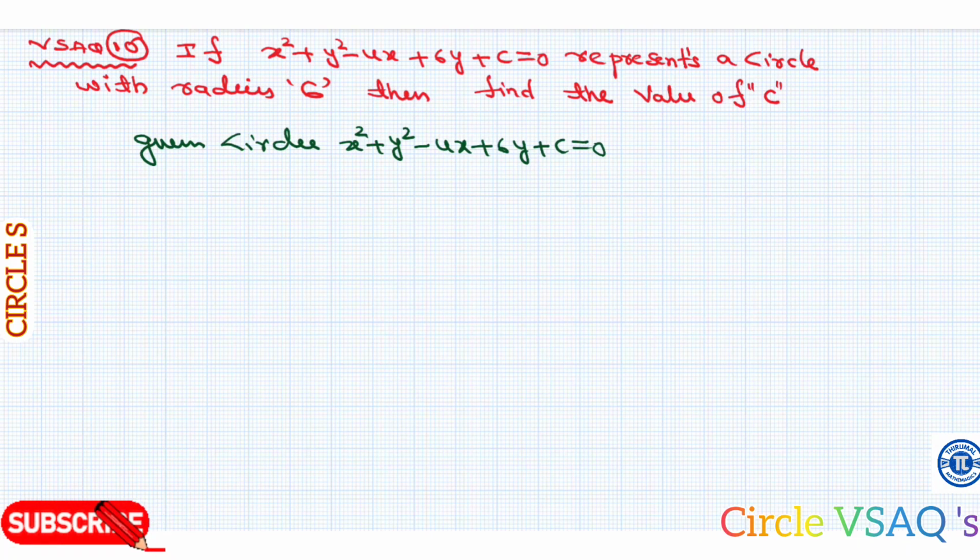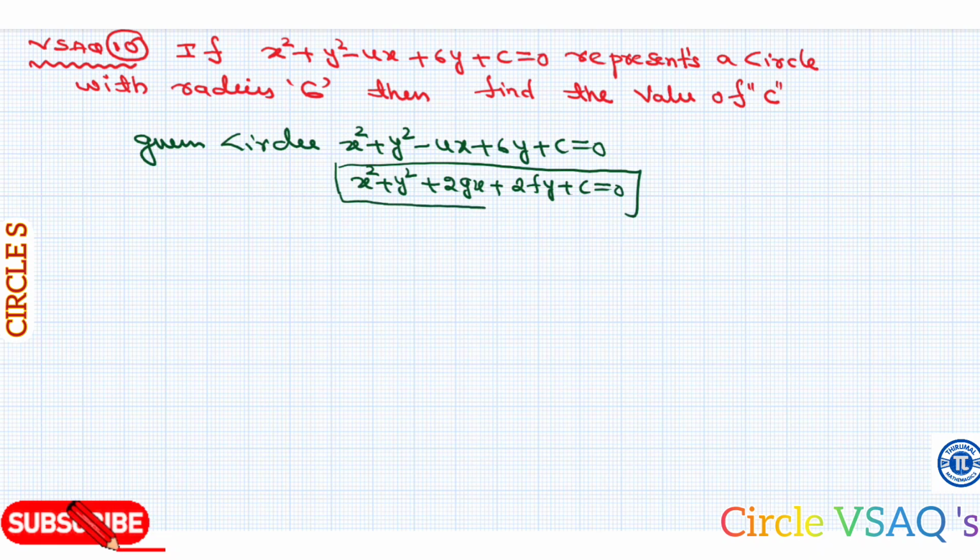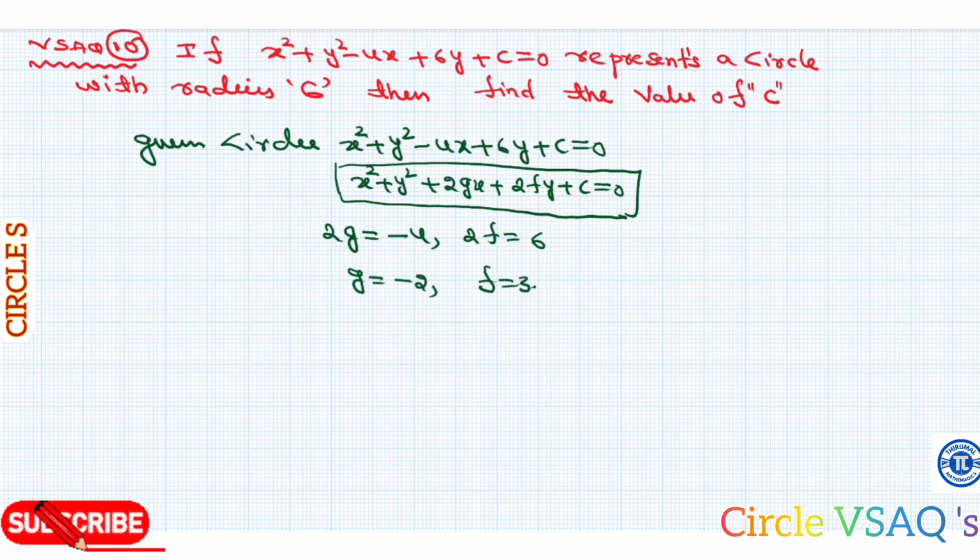Comparing with the general form x² + y² + 2gx + 2fy + c = 0, which is the general form of the circle, we get the coefficient of x: 2g = −4 and 2f = 6. So g = −2, f = 3. Now consider the radius, r = √(g² + f² − c).